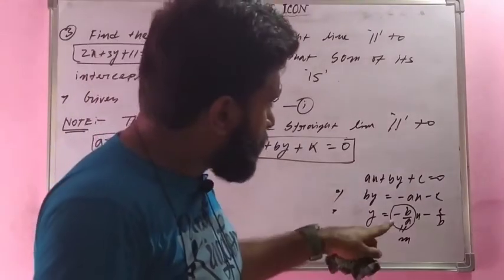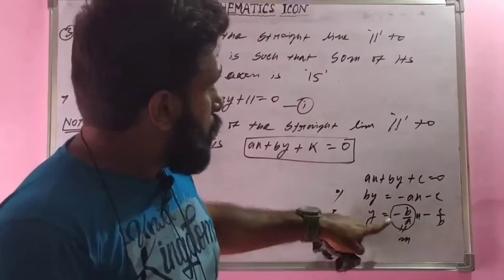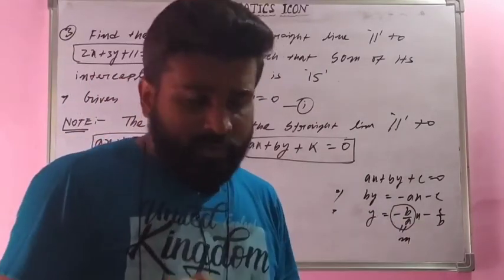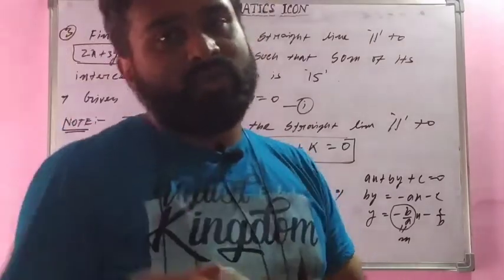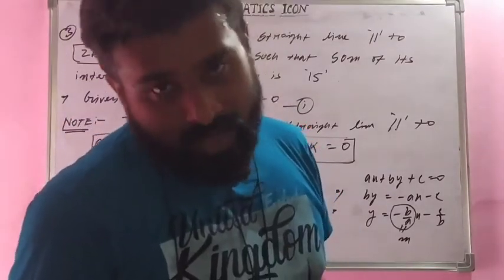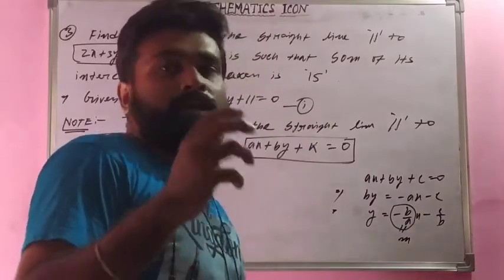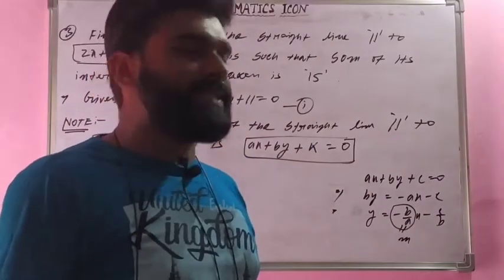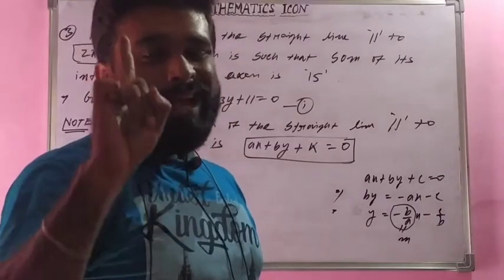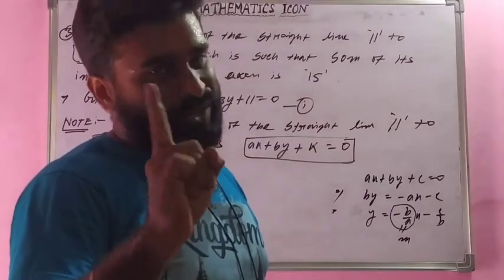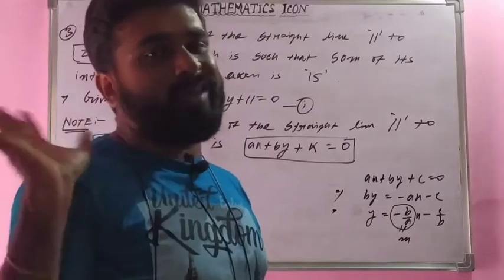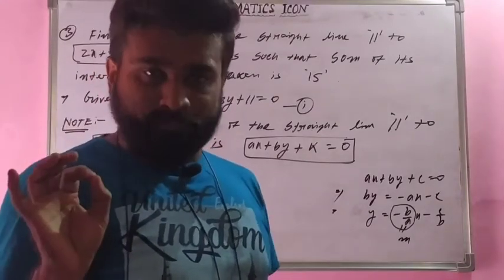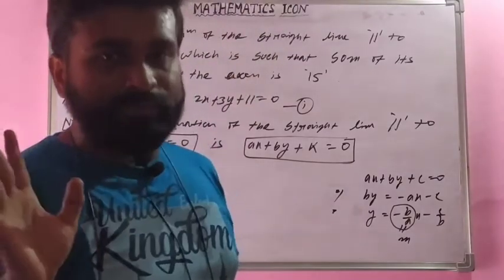So here you can see the slope's value will be dependent on b and a values. If b and a values will be changed, then the slope will be changed. But fortunately, for two parallel lines, this a and b value will not be changed. A और b का वैल्यू चेंज नहीं होगा. A और b का वैल्यू यहाँ पर completely same होगा for the two particular lines.